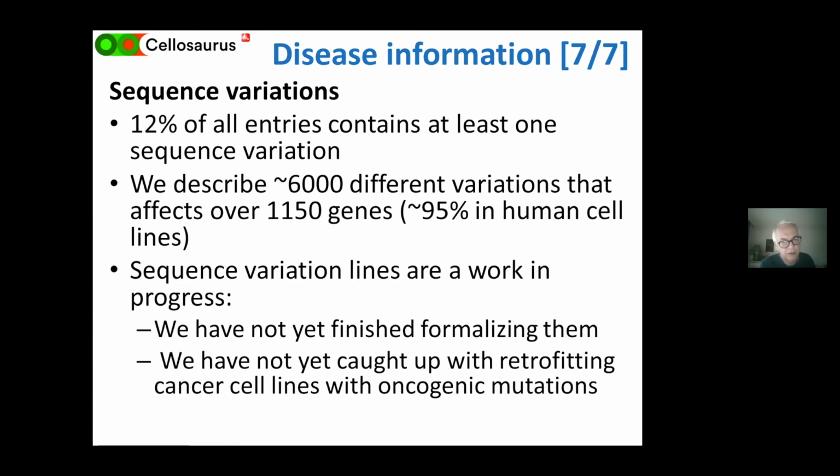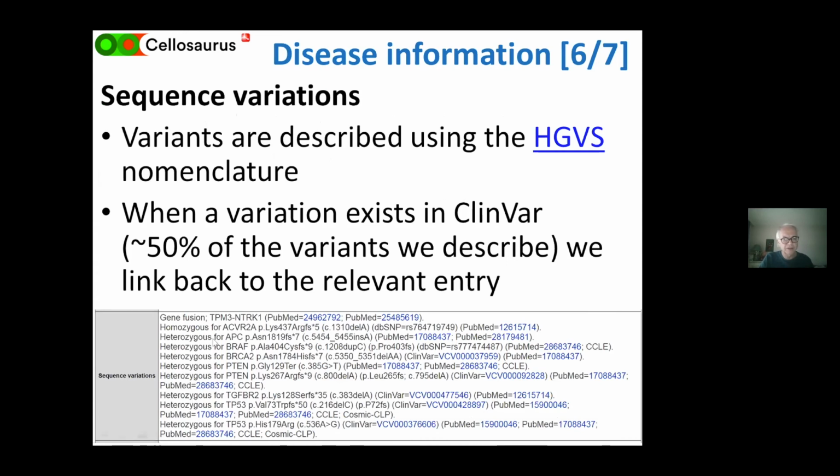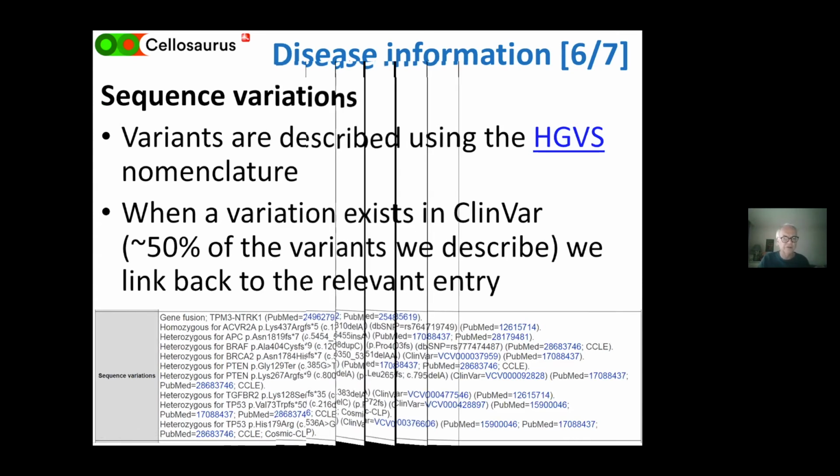And it's a work in progress. So we want to still continue formalizing them. And we have not yet caught up with retrophytic cancer cell lines with oncogenic mutations. So it's not a final way of representing this information. We're going to change the way the zygosity of the cell lines is represented. The gene here should be tagged with the HGNC accessions. The zygosity should be using a zygosity statement and so on. So this is all going to change in the near future.